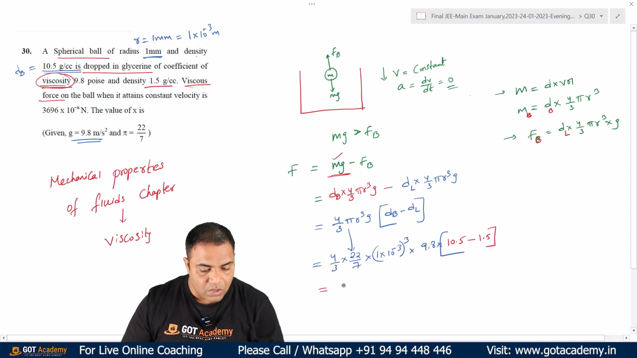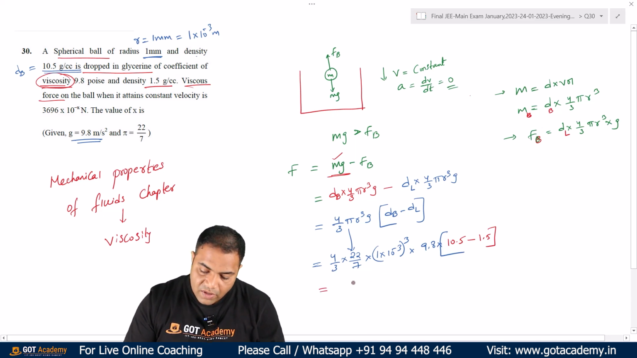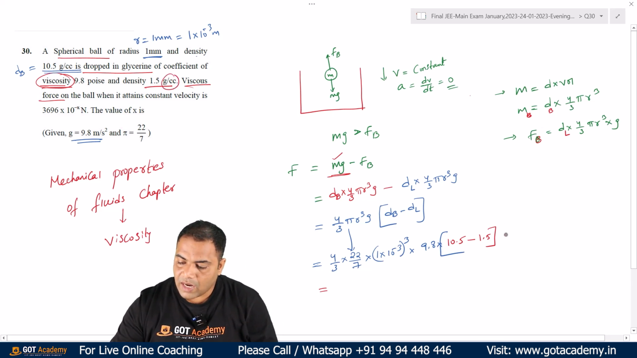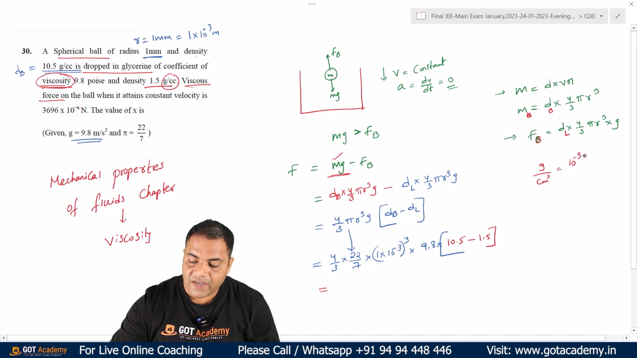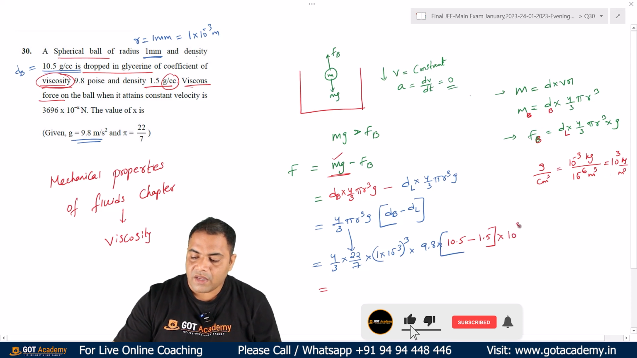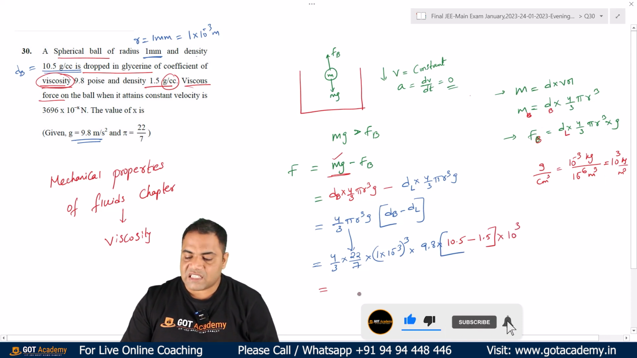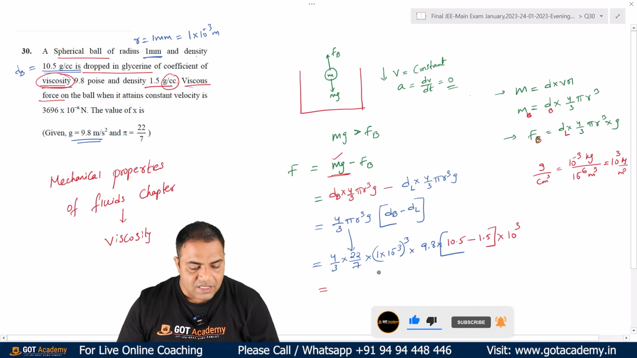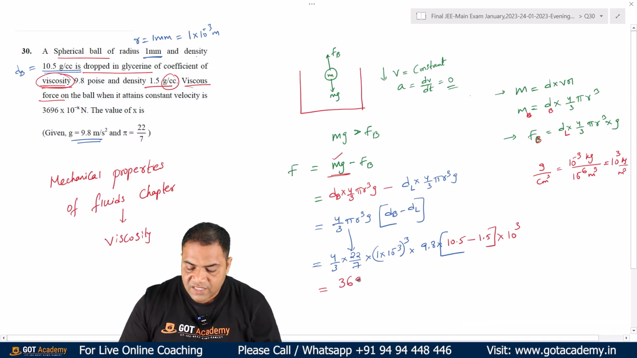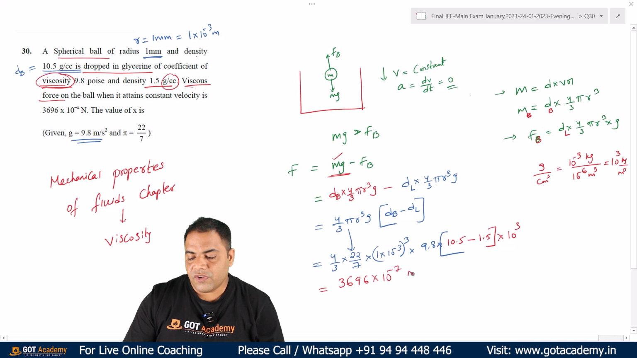If you look carefully, gram per centimeter cube is there. One gram per centimeter cube can be written as 10 to the power of minus 3 kg by 10 to the power of minus 6 meter cube. So what you get here is 10 to the power of plus 3 kg per meter cube. So this has to be multiplied by 10 to the power of plus 3. Now everything is in the SI system. By solving this, the answer we get is 3696 into 10 to the power of minus 7 Newton.